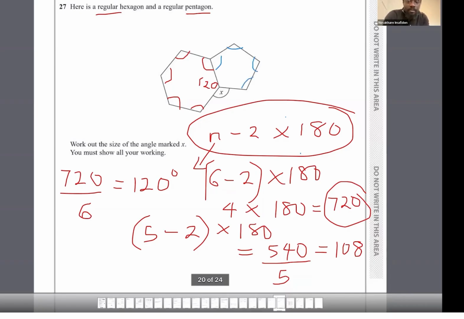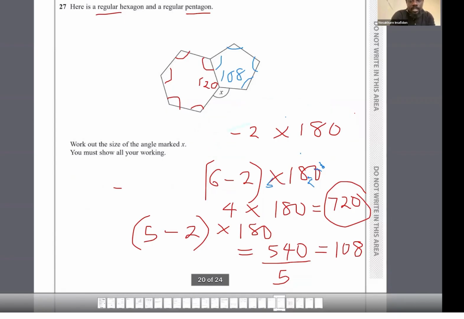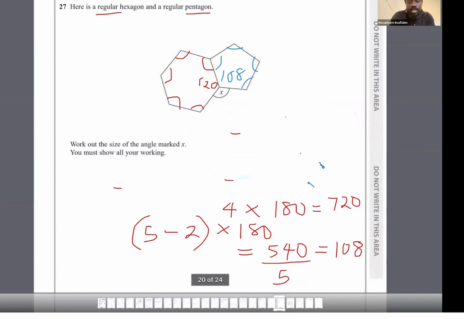But the part where we are most interested in is this inner part here, which is close to the X. So we have 108 written out here, to show the angle that we have over there. So once you have found those angles, then it becomes almost a solved question. So what do we need to do from here?